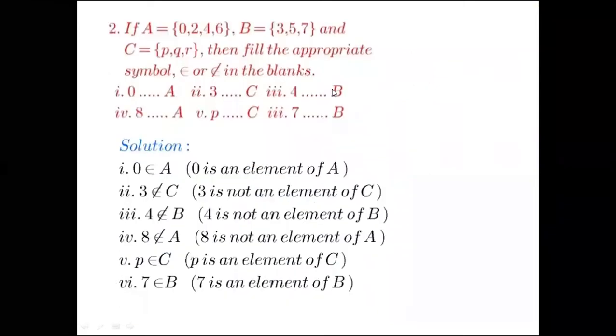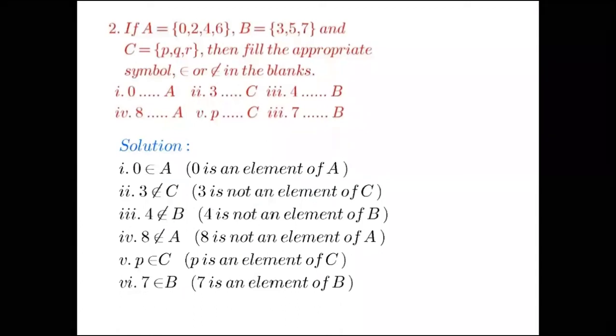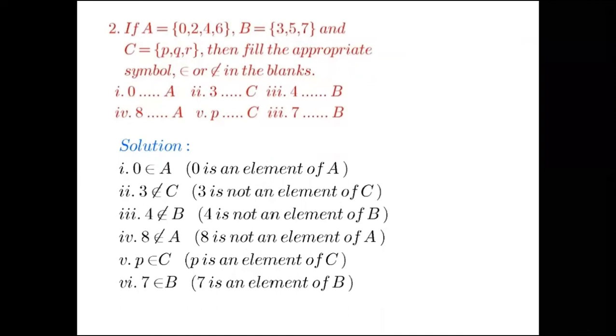Next, see here, ma'am. A is a set with the elements 0, 2, 4, 6. B is a set with the elements 3, 5, 7. C is a set with the elements P, Q, R. Then they are asking you to fill the blanks with the appropriate symbol, that is belongs to. This symbol is belongs to, and this one is does not belong to. So how can we write whether an element belongs to that set or not? If that particular element is there in the set, then we write the symbol belongs to.